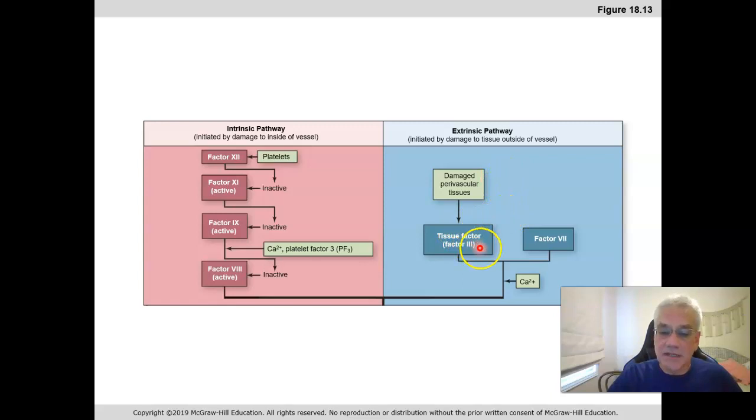They release factor 3. Factor 3 and factor 7 join together. In fact, you could think of the extrinsic pathway this way: factor 3 and factor 7, if you add 3 and 7, you get 10. Yes, that's the thing that they activate, factor 10.